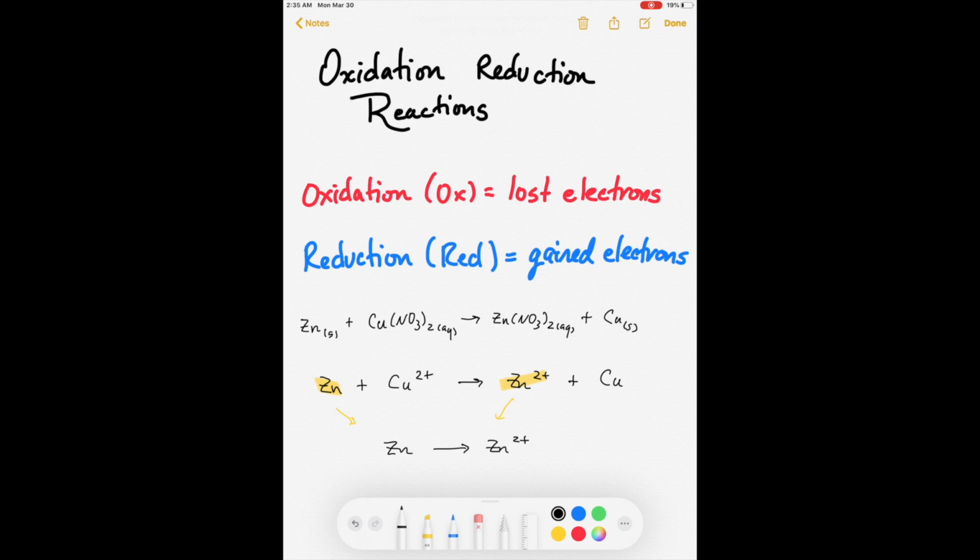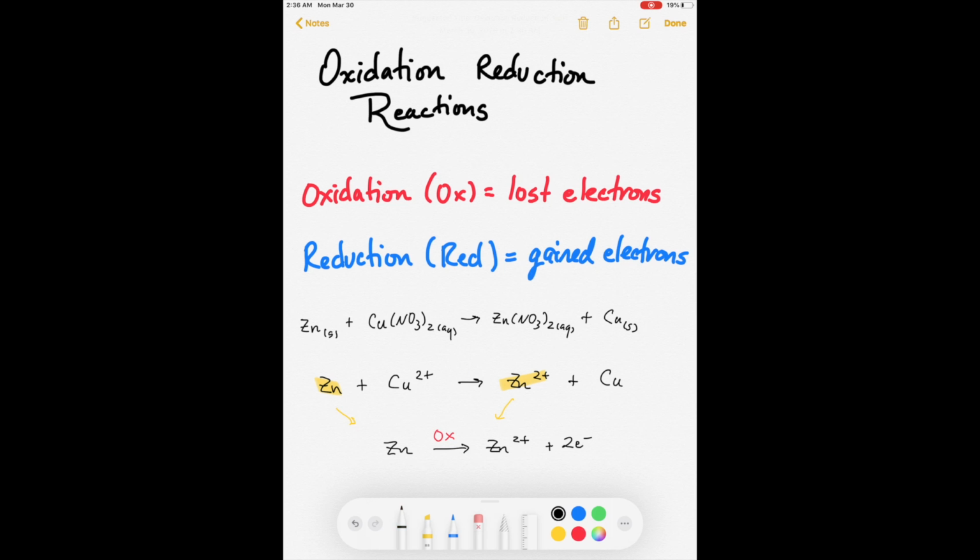Hopefully you can see what's happening here. What does it mean that zinc went from neutral to 2+? Well, atoms can only gain or lose electrons. And so if it's positively charged, then we've learned it has lost electrons over the course of this reaction. In fact, you can see, hopefully, it has lost 2 electrons. Because zinc is losing electrons, this is what we call oxidation. Zinc, we would say then, is getting oxidized.